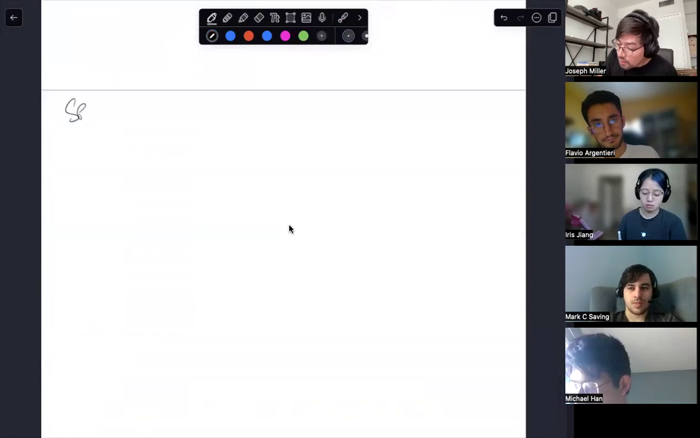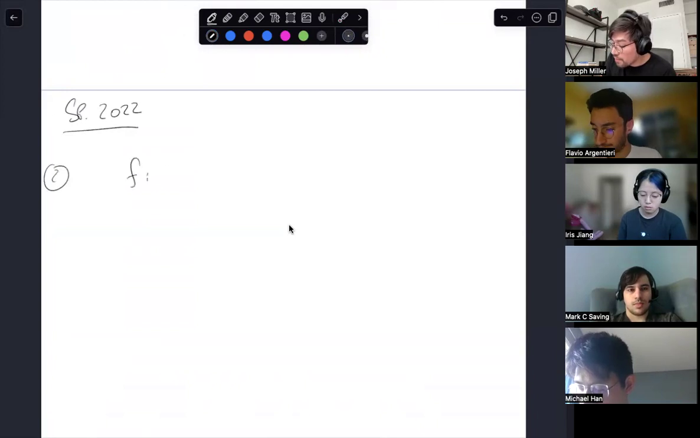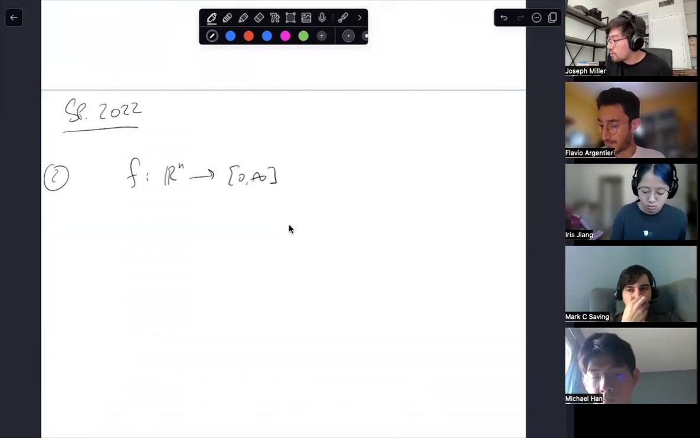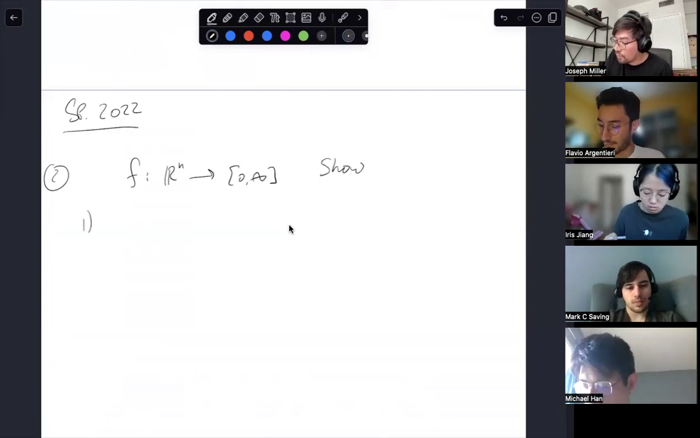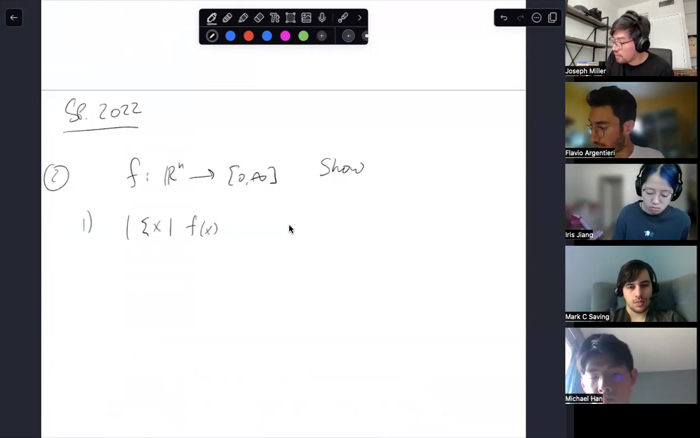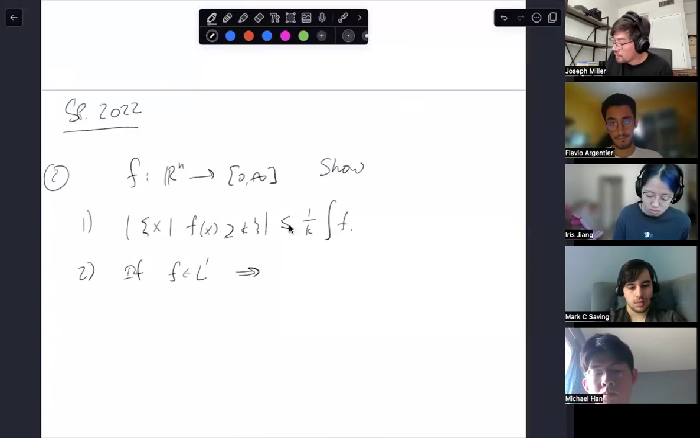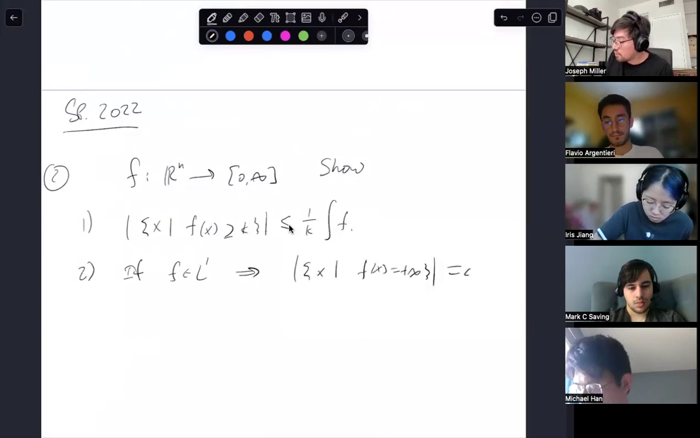So this is still spring 2022, and this is going to be question 2. If I have an f, which is a positive function, which may be infinite, going from R^n to these values, we want to show two things. One is the thing we've seen quite a bit already, which is Chebyshev. So show Chebyshev. And two, if f is integrable, f is in L1, then the measure of the set of x such that f of x is positive infinity has to equal 0.